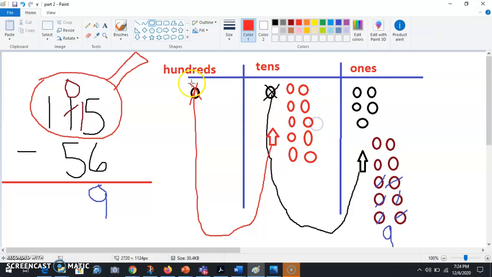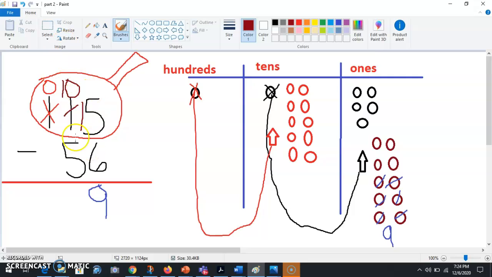So now I've unbundled. I have to rewrite my number again. Every time we, boys and girls, unbundle, we have to come back to the problem and rewrite it. So 100 is now 0 hundreds because I already crossed it out. 0 tens is now 10 tens. Okay? 10 tens. So I'm putting a 1, so it's now a 10.